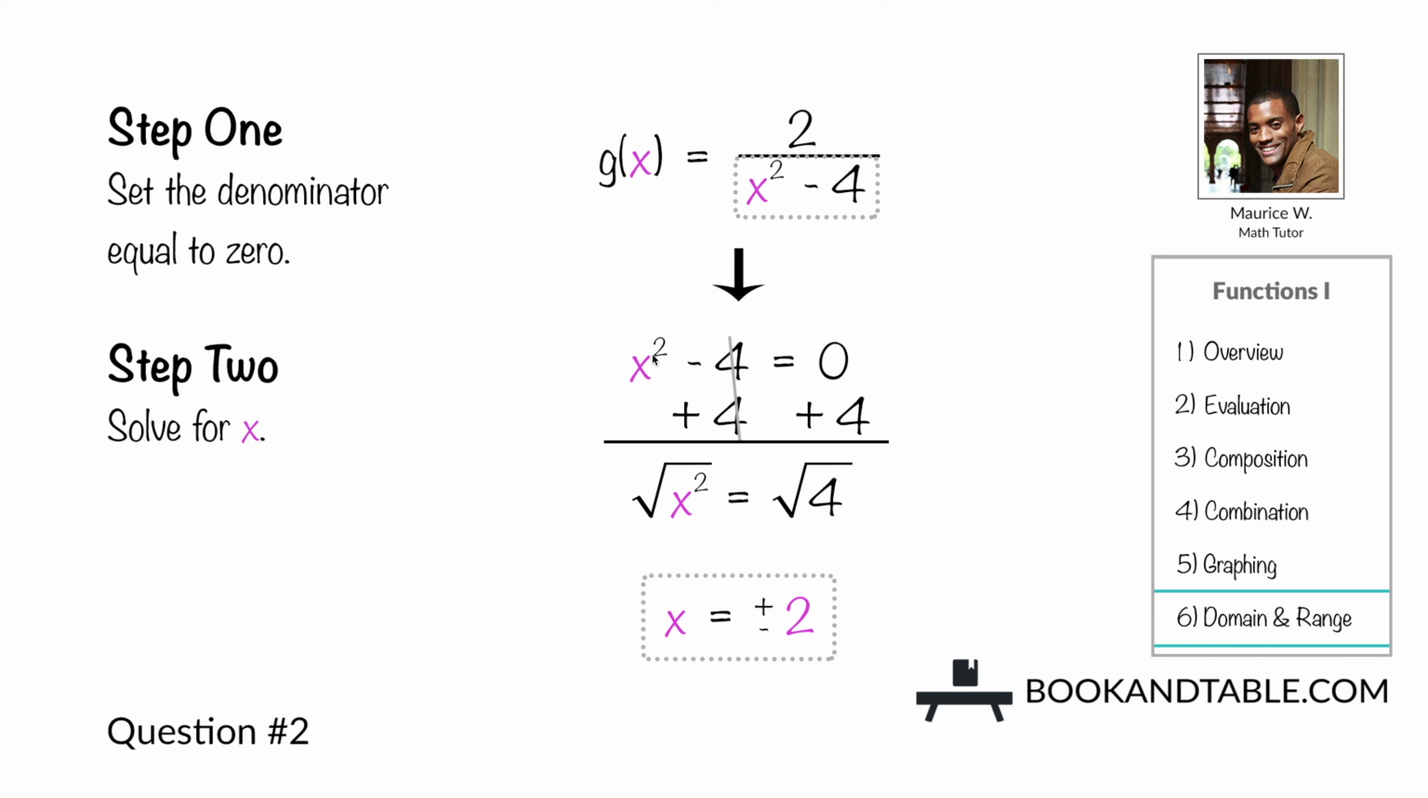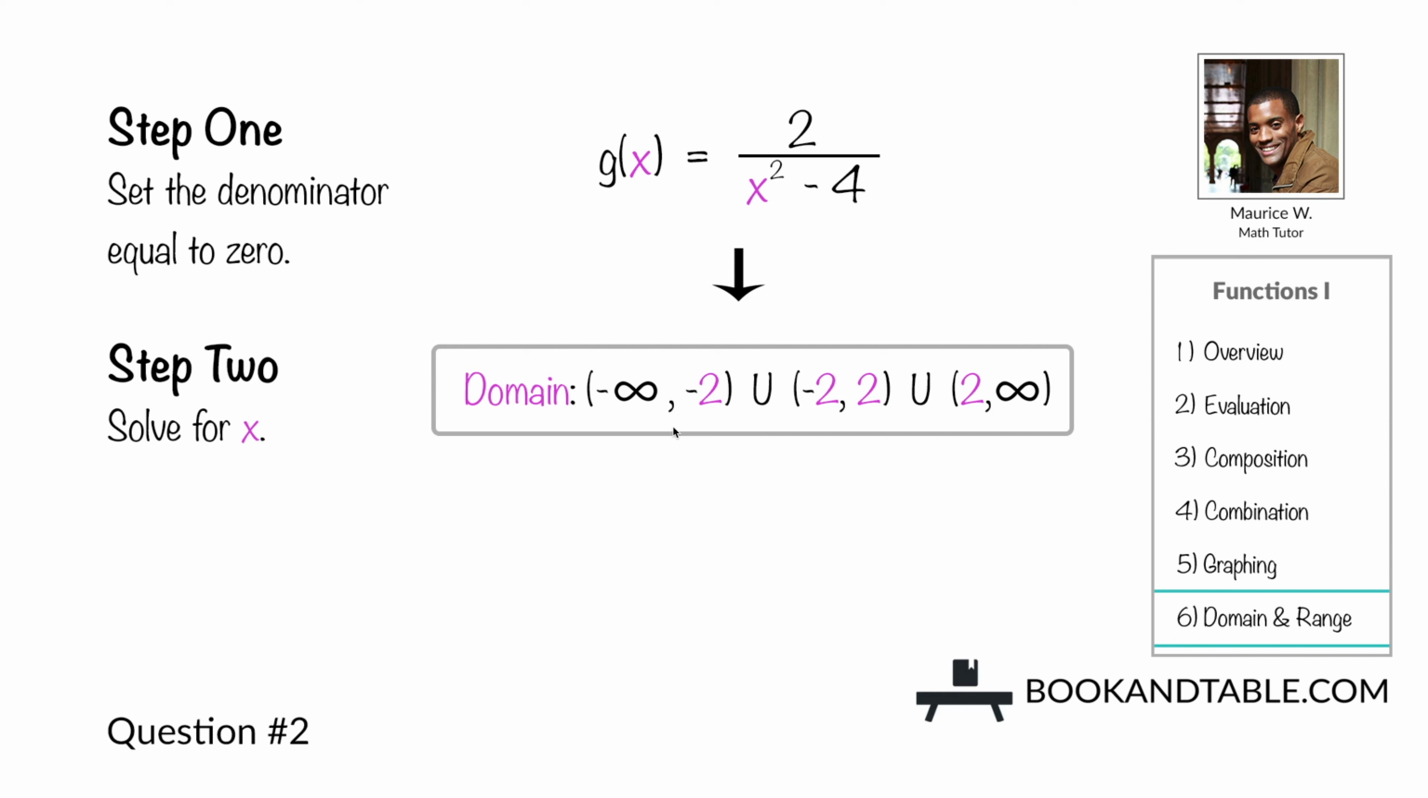-2 squared would be 4, 4 minus 4 would be 0. And +2 squared would be 4, also leading to 0. So that is why both numbers are excluded. So for the domain, we have one interval from -∞ to -2, a second interval from -2 to +2, and a third interval from 2 to infinity, and parentheses around each set of numbers. So that is the answer to question number 2.